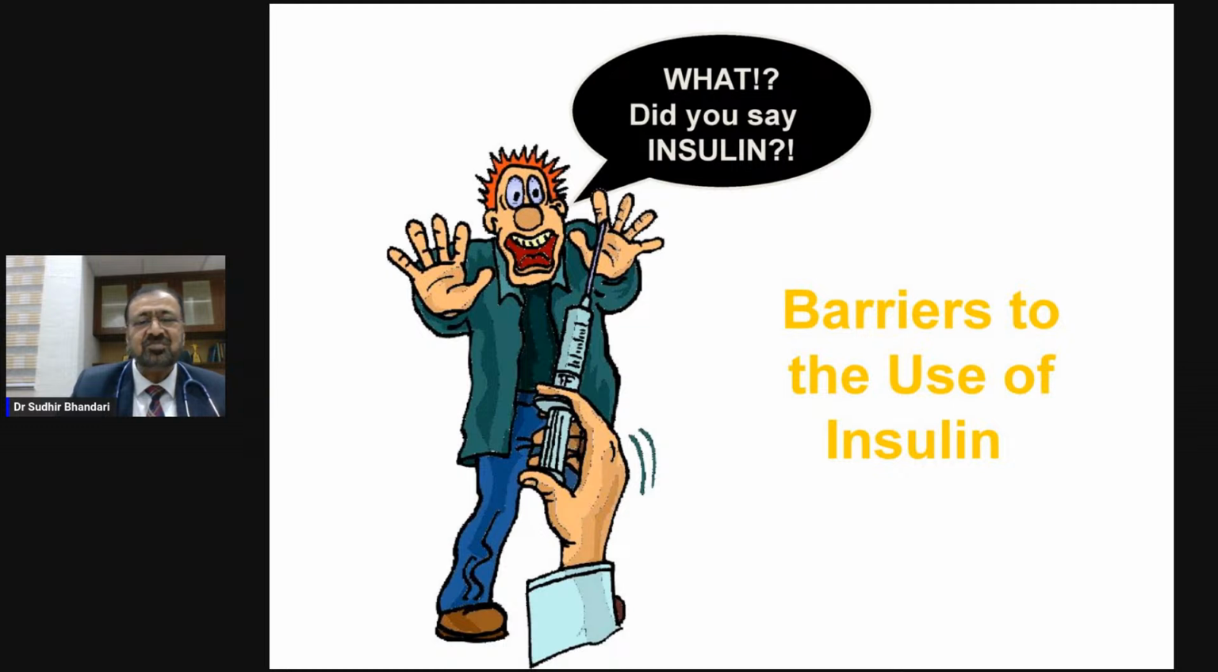But there are a lot of barriers to the use of insulin. There are a lot of challenges before we use insulin. So initially, I'll talk about the few challenges we come across when we propose insulin to the patient. After that, I will share how important insulin is in our diabetic management portfolio, and that we have to deal with these challenges very scientifically.